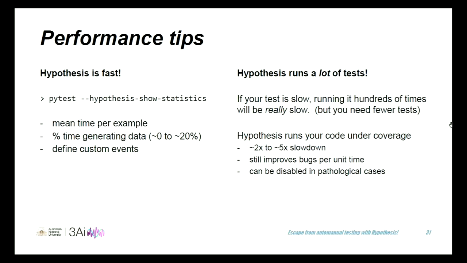The other side of the performance story is running your code 100 times will usually be 100 times slower. Sometimes a little faster than that because of just-in-time compiling, but usually about 100 times slower. And because we also run the code under coverage so that we can profile what paths of execution we've already tested and try to prioritize the ones we haven't yet, there's a bit of an extra slowdown from that. It's still worth it. It makes us more effective at finding bugs, but you can disable the coverage checker if it's a pathological case. If you disable it, please tell us so that we can work out why that's going wrong and fix it for you.